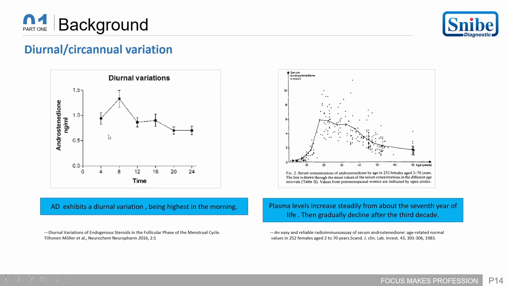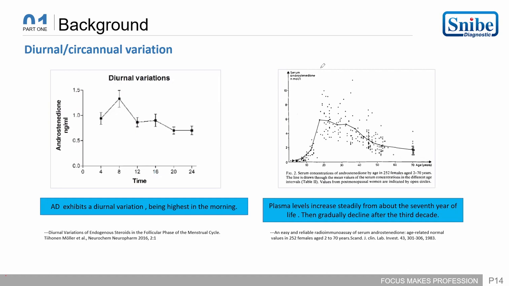Basically, if variation occurs at different times in a 24-hour cycle, that's called a diurnal variation, right? So if the highest peak value of androstenedione is observed in the morning samples as compared to the evening samples, that's called a diurnal variation.